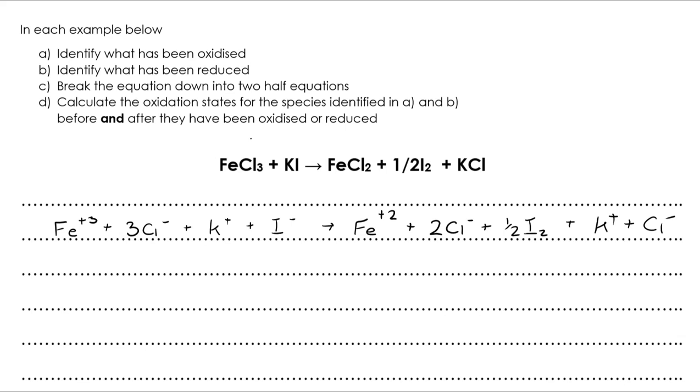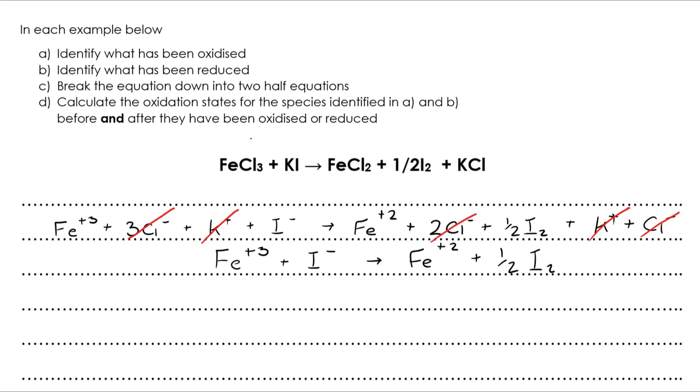Now straight away I can also get rid of spectators, things that have no part to play in the overall reaction. And if you look, you've got 3 Cl minuses on the left hand side. You've also got 3 Cl minuses on the right hand side. If they're not changing, we're not going to include them. But they're not the only spectators. We also have K+. Now that leaves us with the overall ionic equation that we see here. Fe plus 3 plus I minus goes to Fe plus 2 plus half I2.